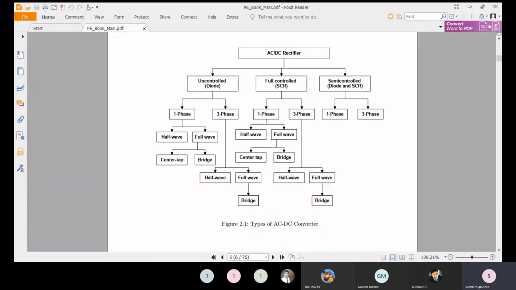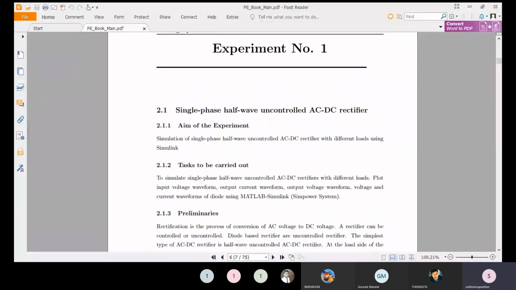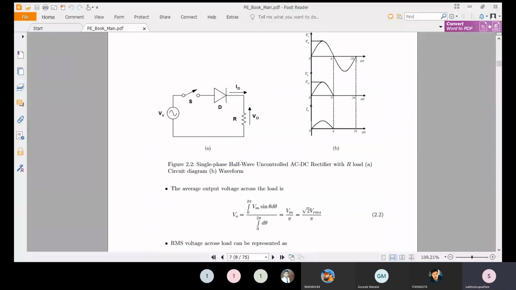So let's take this particular circuit, a very simple circuit. There is a switch, there is a diode, and there is an AC supply, and we have connected an R load only.